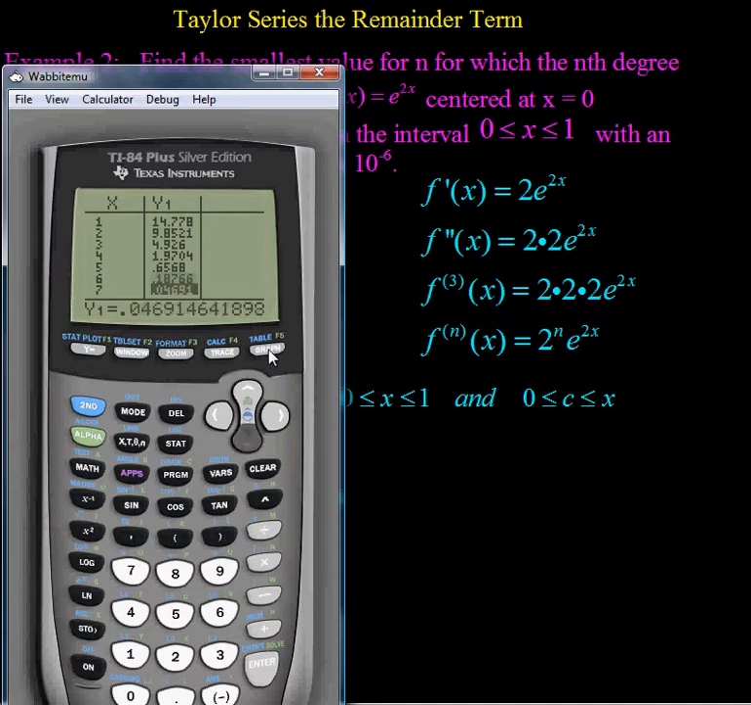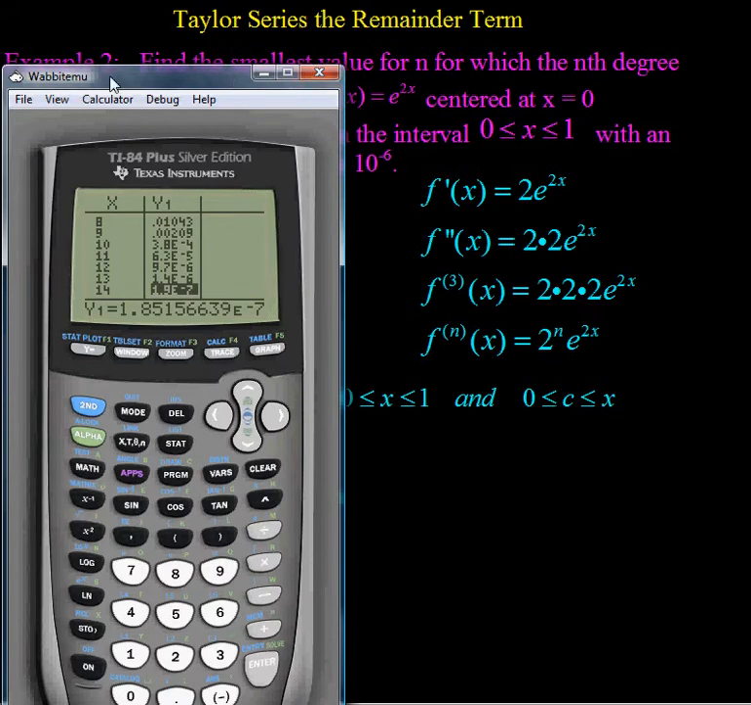I'll go to the y values because those are easier to see. We're looking for one that's less than 10 to the negative 6. So we've got 6.3 times 10 to the negative 5, 9.7 times 10 to the negative 6, 1.4 times 10 to the negative 6, which is still a little bit bigger. So you see finally by the time we hit n equals 14, again remember x is standing in for n in this case, we find a value that gives a remainder that is less than 10 to the negative 6. So that's our answer.